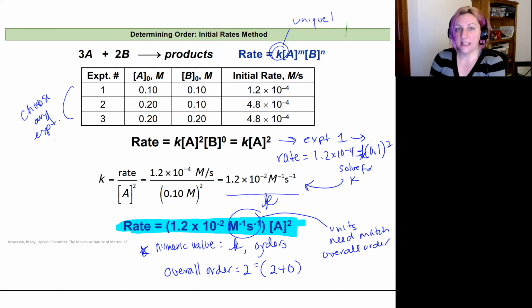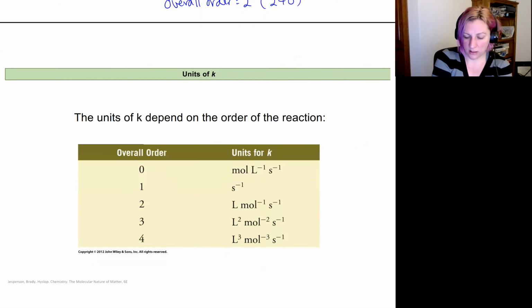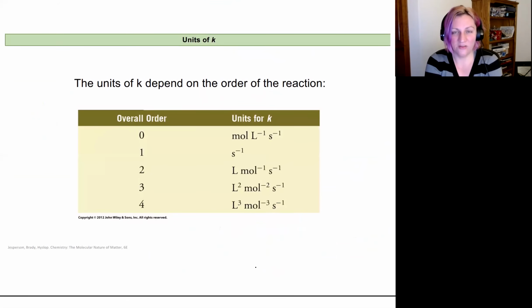Now the units of K are going to be dependent on the overall order. That way my calculation always works out to give me units for rate, which is going to be molarity per second, or moles per liter times second. And so here is a handy chart. You can figure it out just algebraically using the different units and figure out what you would need to cancel out with the units you'd be getting from your concentration to the order. But here's kind of the shortcut.